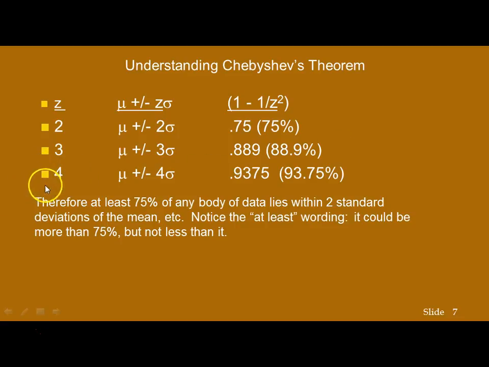Finally, go to z equal 4, and we'll have at least 93.75% of the data within 4 standard deviations of the mean. Notice the wording at least. It could be more than these bounds. All Chebyshev's theorem does is put a lower bound on the percentage of data in that interval. You could have all 100% of the data within 2 standard deviations of the mean, but you can't have less than 75%.